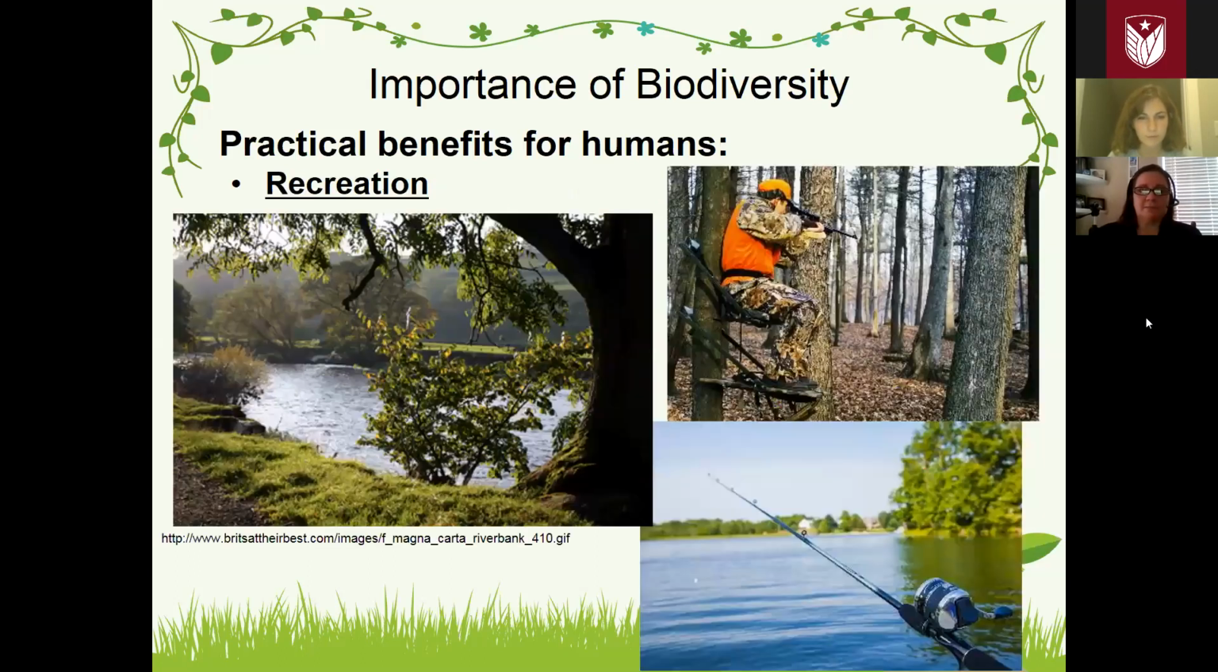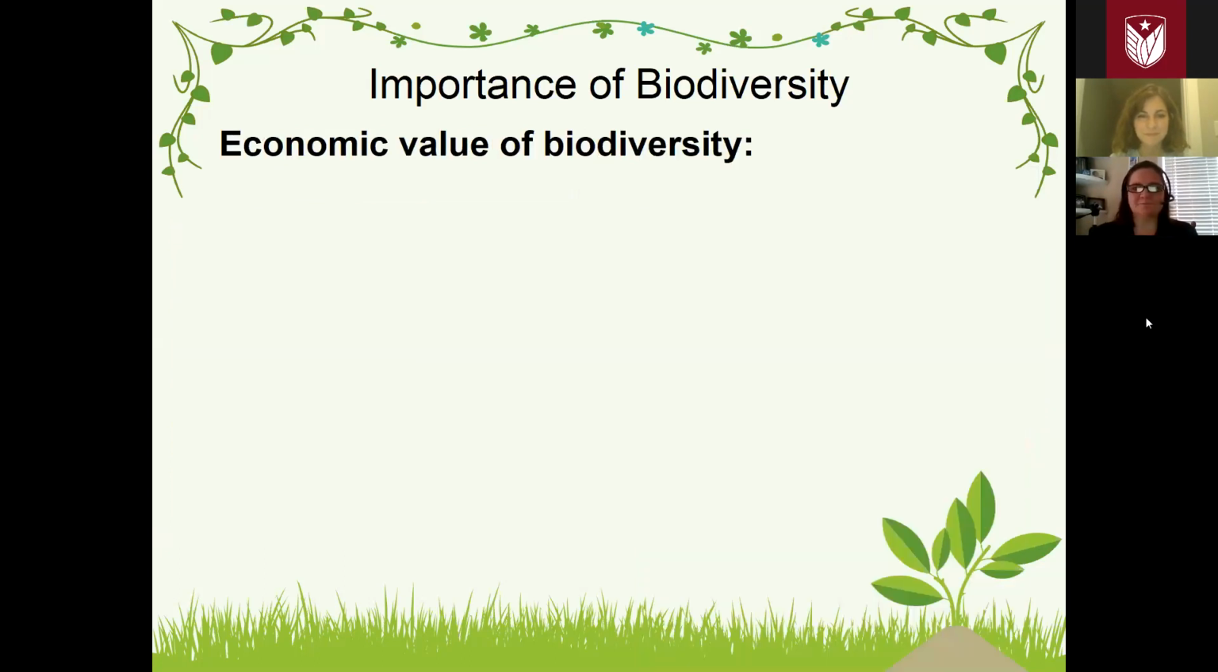way that they can. Other practical benefits for humans are the way we just use nature. We might like to go hunting or fishing or whatever we like to do out in nature. We might just want to sit by a lake and listen to the crickets and the frogs and things like that. But recreation is certainly important to humans, and having healthy ecosystems is much better to visit than unhealthy ones.